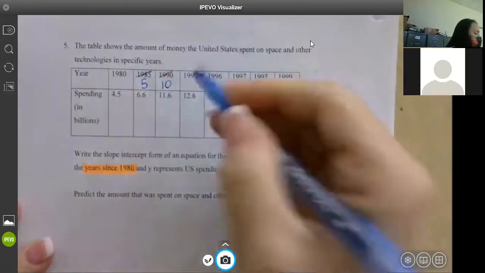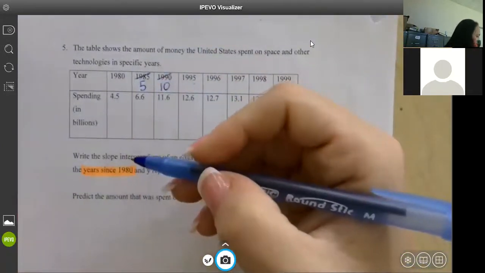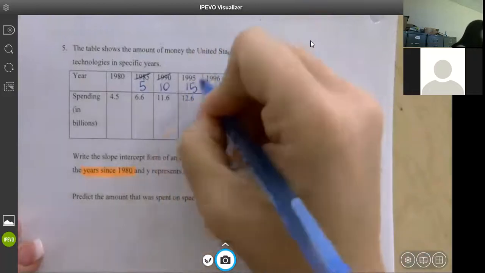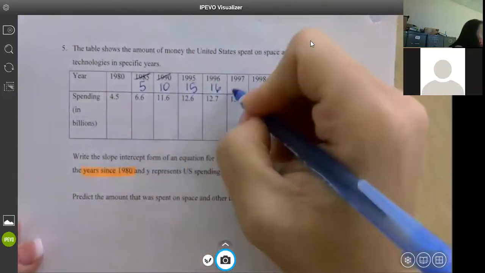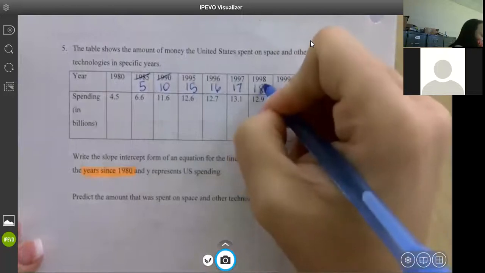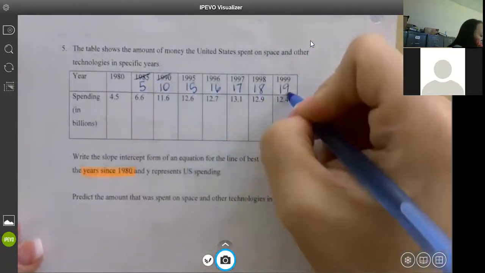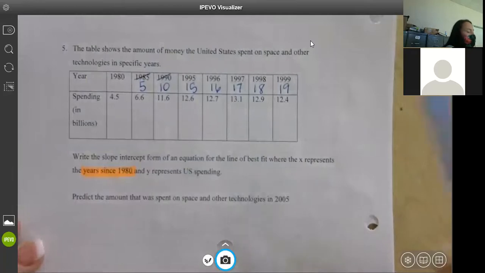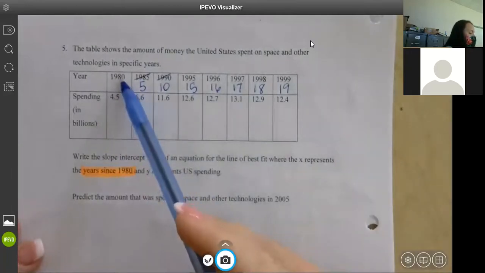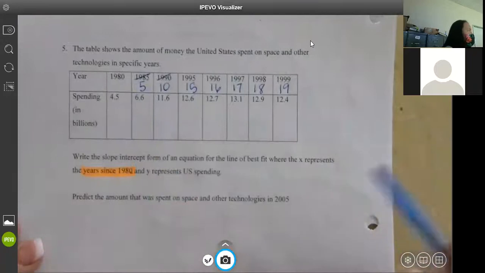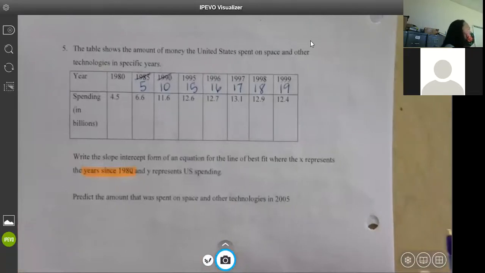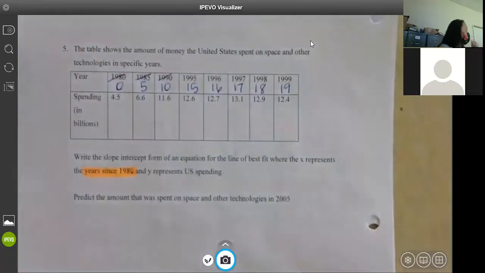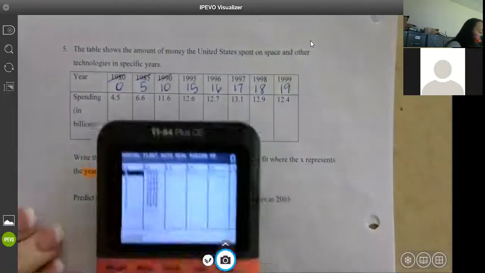If it's 1990, how many years has that been since 1980? 10. 95. 96 is 16. 97 is 17. 98 is 18. 99 is 19. But what about this last one that I didn't do? What about 1980? How many years is it from 1980 to 1980? It's kind of a trick question, but not really. How many years have passed? None. So it is 0. Those are the ones that I'm going to put in my chart.